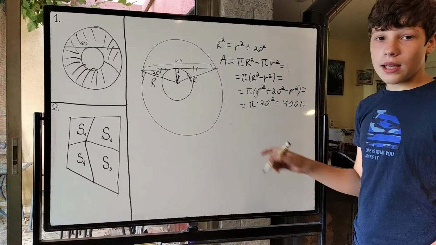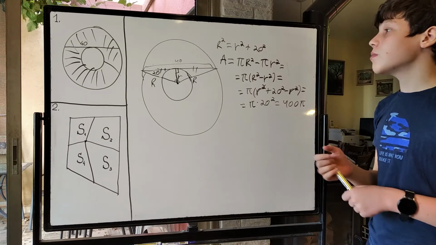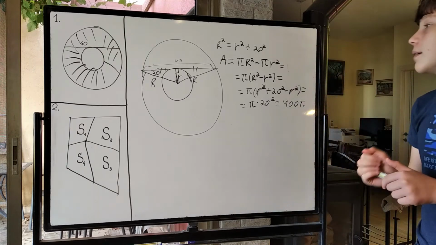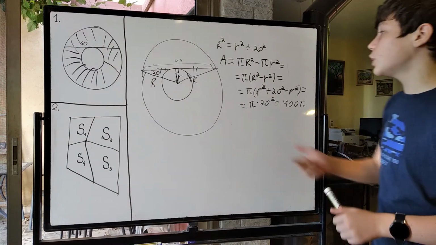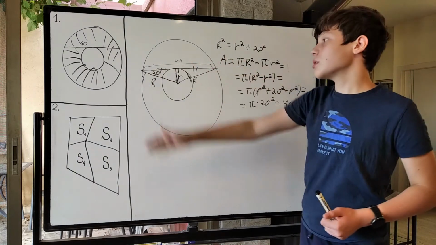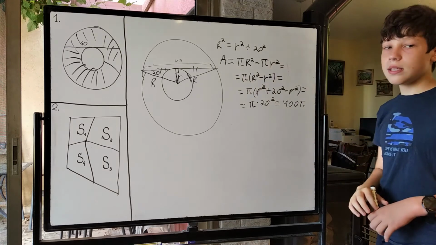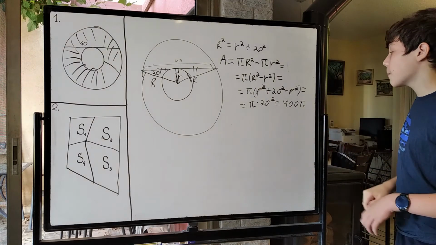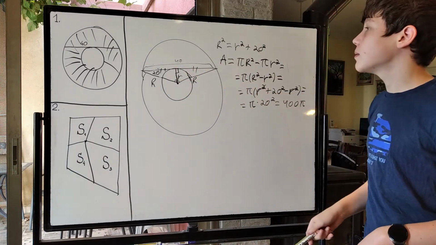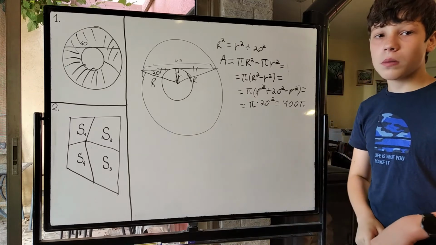This was actually a problem that I had to solve on a certain exam. This is the solution, and no matter which radii you choose, as long as the length of that tangent is 40, this area will be 400 pi, the area of the ring around it. So that's the first problem done. Now let's get on with the second problem.